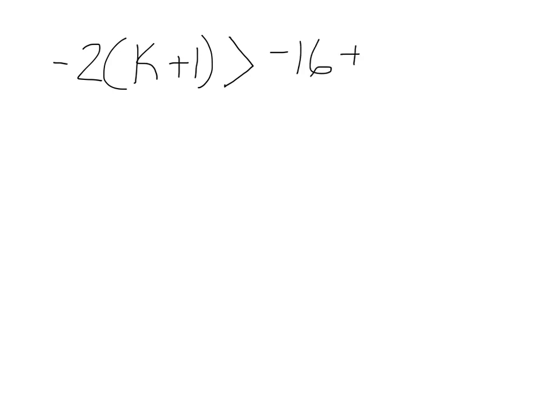I think I will leave you with one more for tonight to try, and this is one that I will check with you in class to see how well you did. Negative 2 times (k plus 1) is greater than negative 16 plus 5k. Let's see how well you do with this one, and I'll see you in class tomorrow.